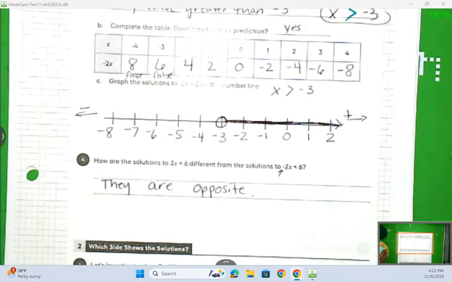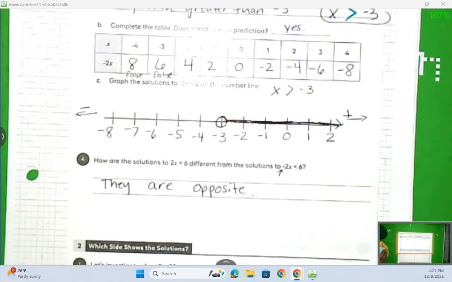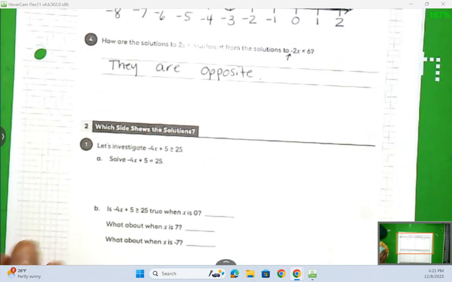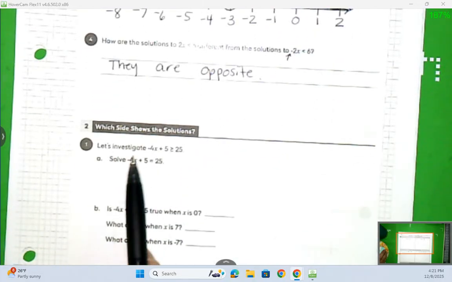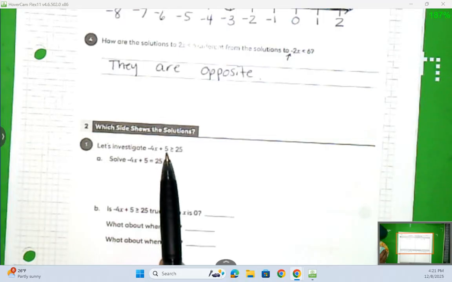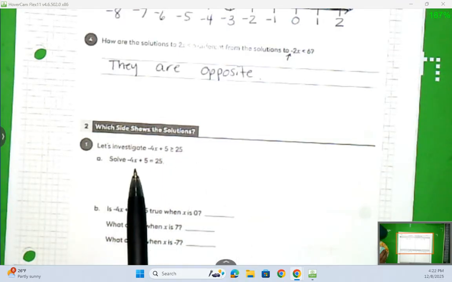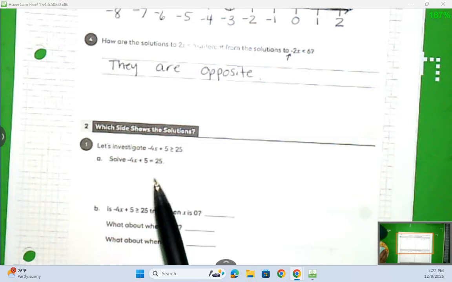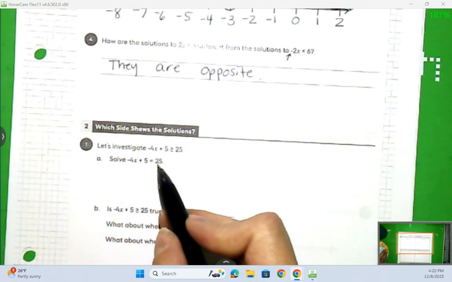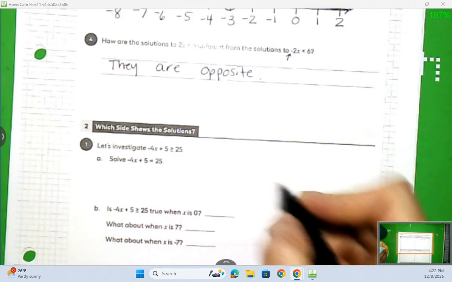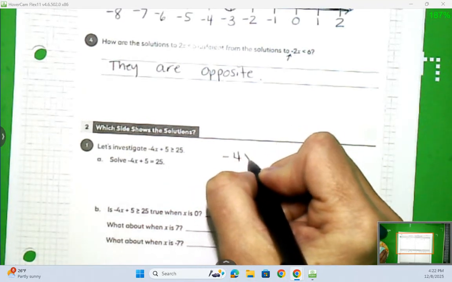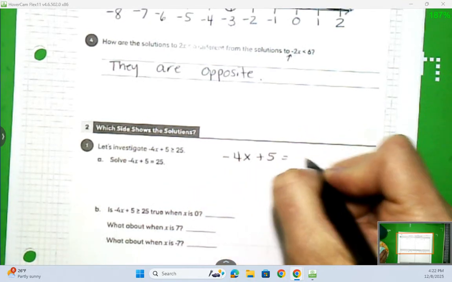All right, the next section says which side shows the solution. So we're looking at investigating -4x plus 5 is greater than or equal to 25. We're asked to solve an equation here with the equal sign and then see what makes sense. So let's solve the equation for this part right here: -4x plus 5 equals 25.